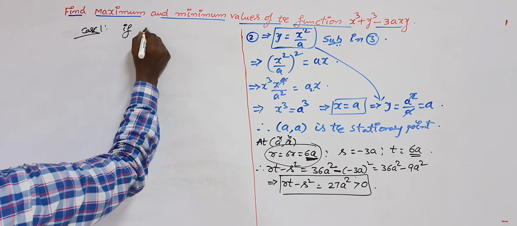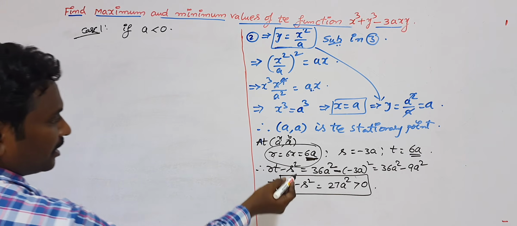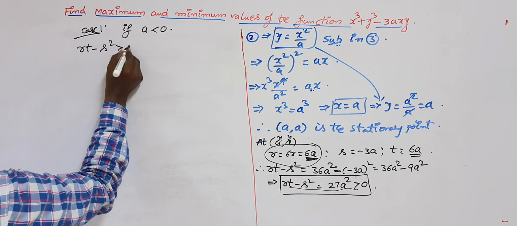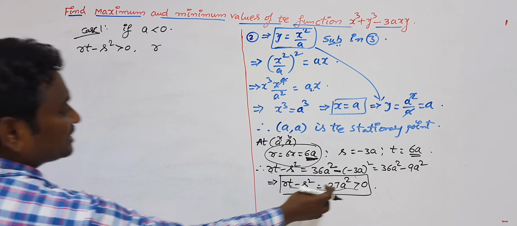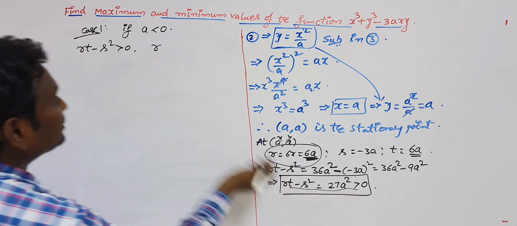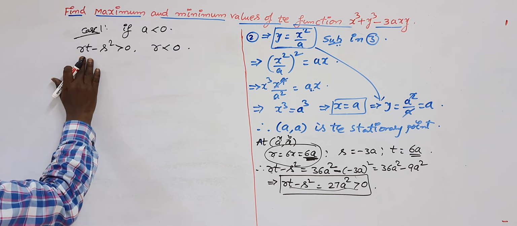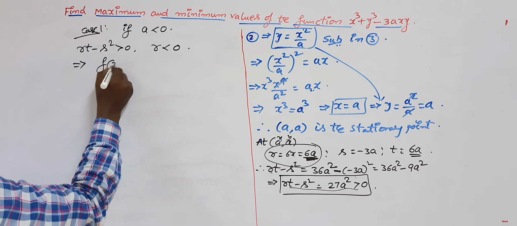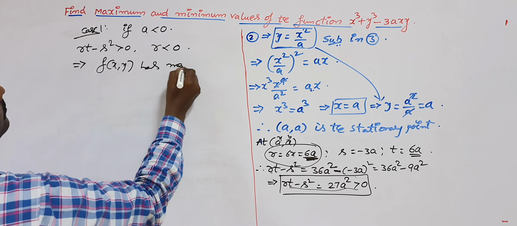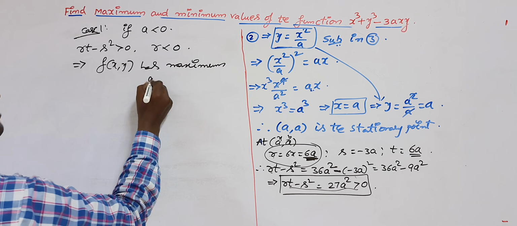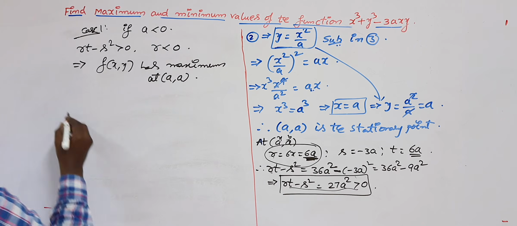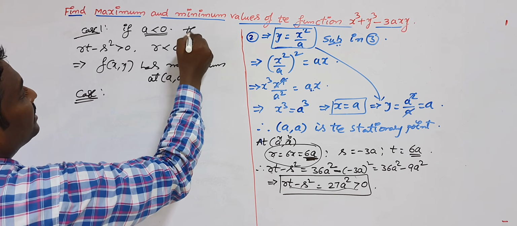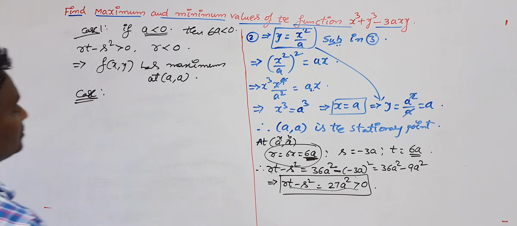Okay. So, if a is negative, then already rt minus s square is always positive. In this case, the r value is 6a, since a is negative, r is also negative. Since rt minus s square is positive and r is negative, you are getting f has a maximum at a comma a. So, case 2, okay, do not forget it. If a is less than 0, then 6a is less than 0, do not forget it.